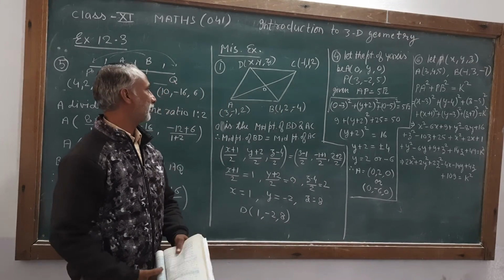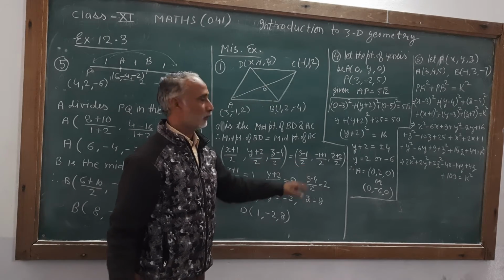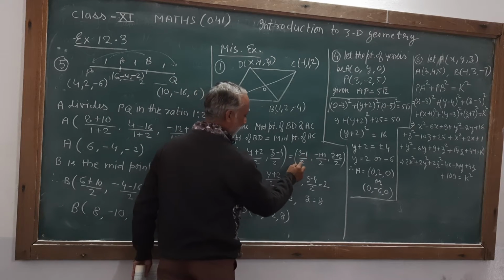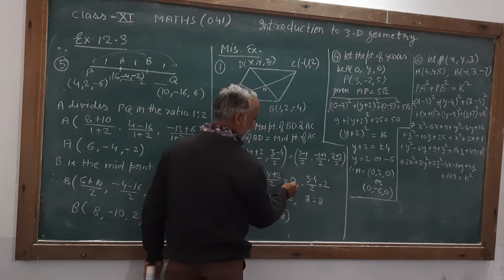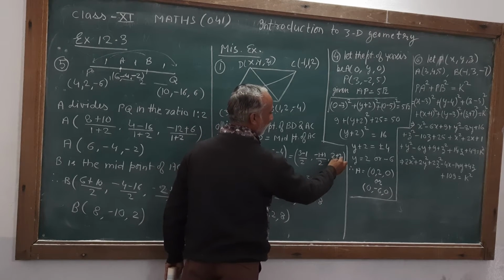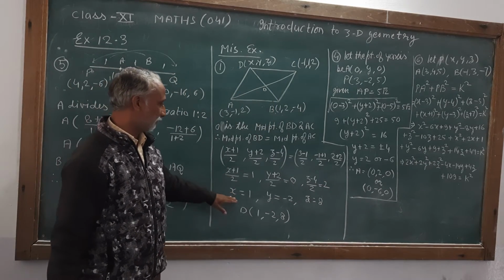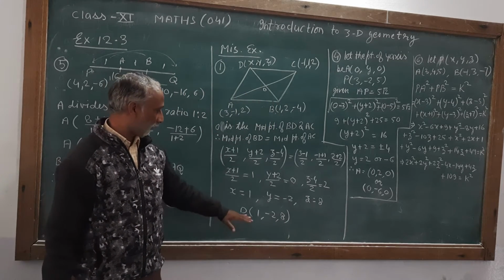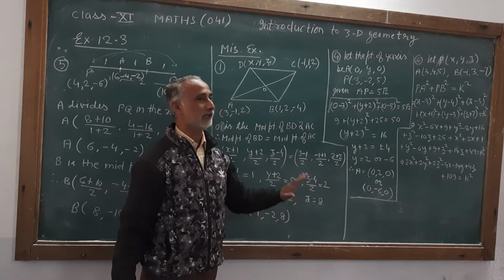Now since O is the midpoint of the same AC and BD, the coordinates will be equal. So equate the coordinates. (X plus 1) by 2 should be equal to (3 minus 1), 2 upon 2, that is 1. (Y plus 2) by 2 equals (minus 1 plus 1) upon 2, which is 0, so that is equal to 0. And (Z minus 4) by 2 should be equal to (2 plus 2), 4 upon 2, that is 2. Now simplify them. We will get the value of X as 1, Y as minus 2 and Z as 8. Therefore the coordinate of the fourth vertex D is 1, minus 2 and 8.